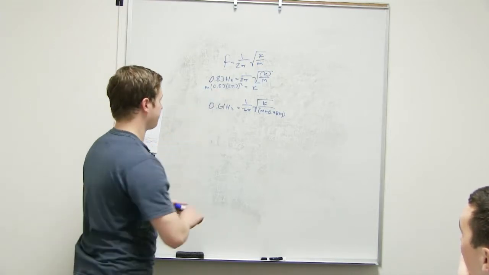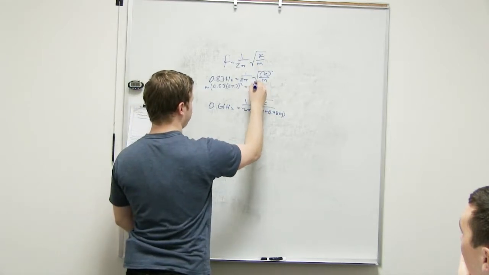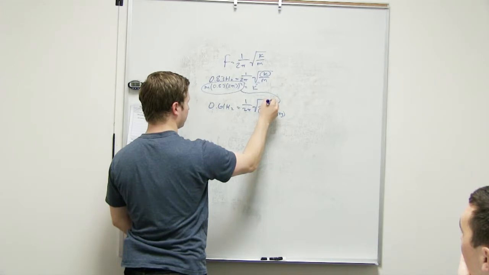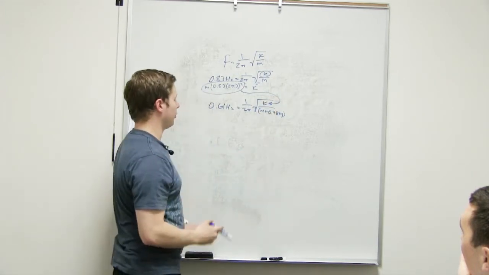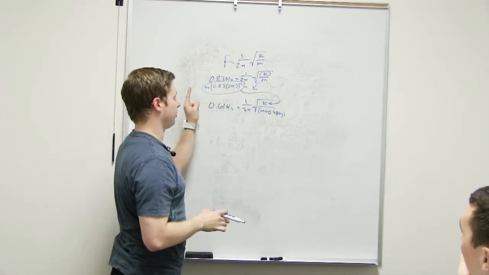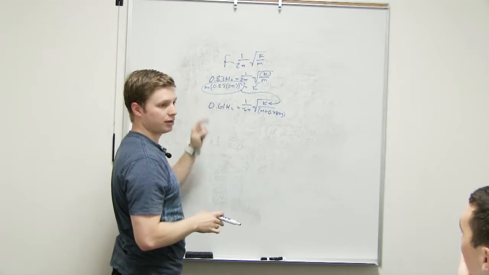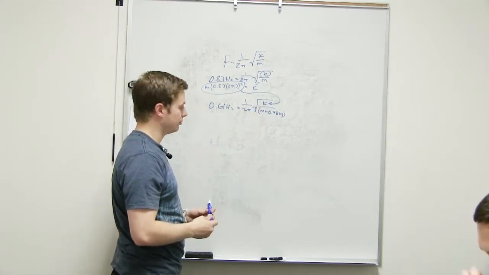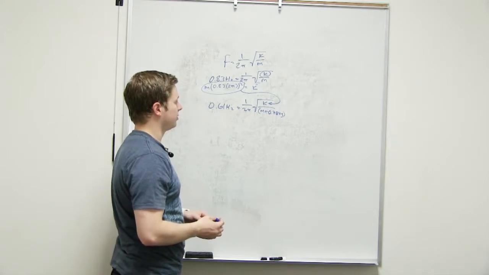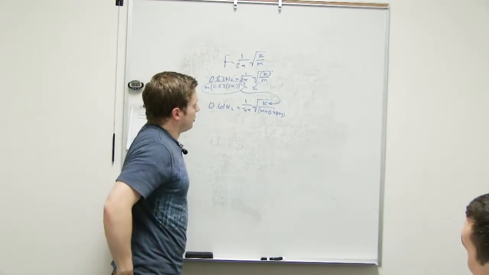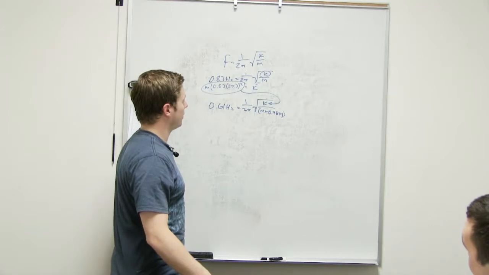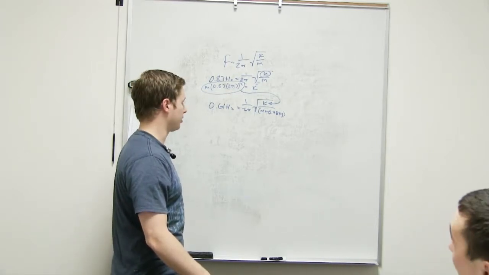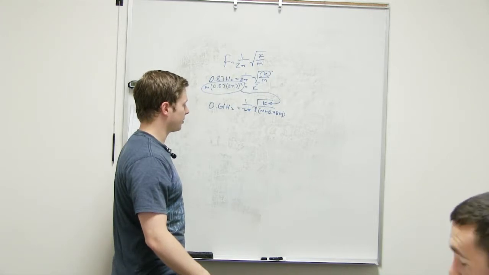What if we plug that whole thing into the second equation? Then the only variable we have is M, and we can solve for it. Yeah, it's just mostly a bunch of math at this point.